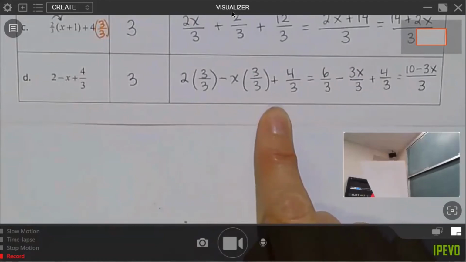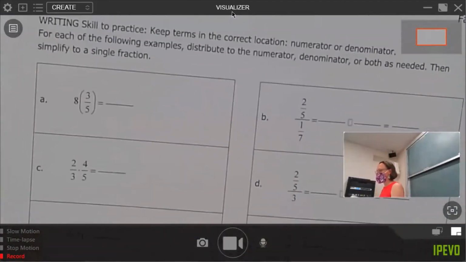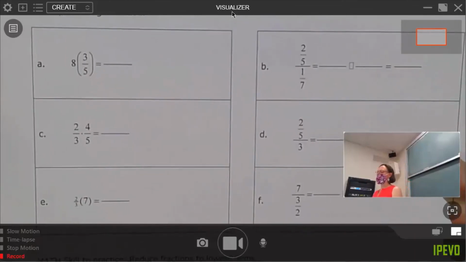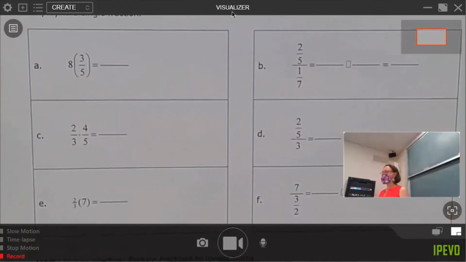Speaking of practicing writing stuff, the next page on my fractions practice sheet is all about practicing actually writing out fractions, because this is probably the most common place where students are making errors that I see. So the idea here really is to just take a minute to practice thinking about, where do things go? Do they belong in the denominator? Do they belong in the numerator? So let's roll through a few of these.